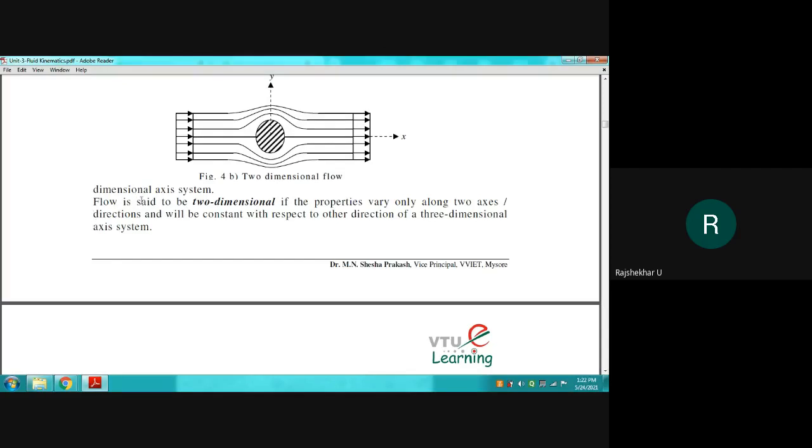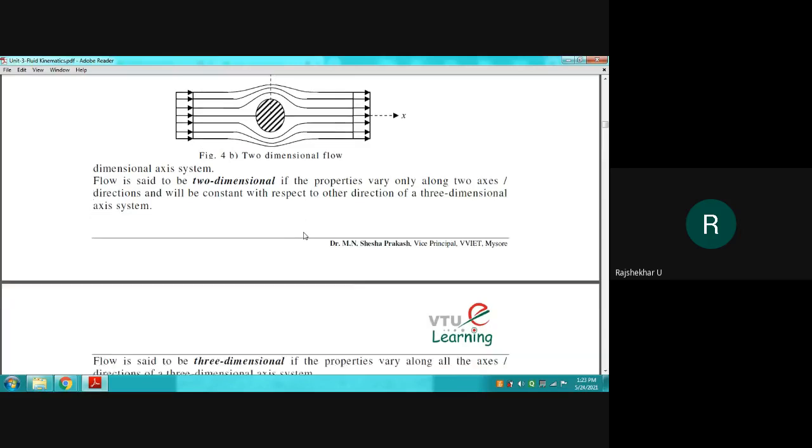Means here, if in the x and y directions the properties are changing, then in the z direction the properties will remain the same. If the properties are changing in the y and z directions, then in the x direction the properties will remain the same. Again, properties means what? We are talking about velocity, or depth, height, or even acceleration. These are the properties.